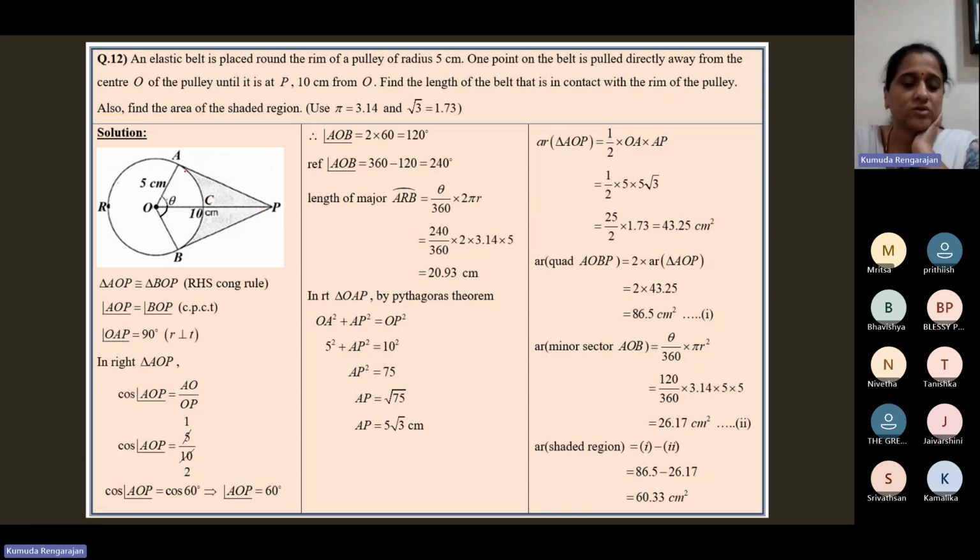All right. The circle, which is the pulley here, has center O and radius 5 centimeters. The distance OP is 10 centimeters. We'll have to find two things. One, the length of the elastic belt that is still in contact with the rim of the pulley, that is, the length of the major arc. Two, the area of the shaded region.